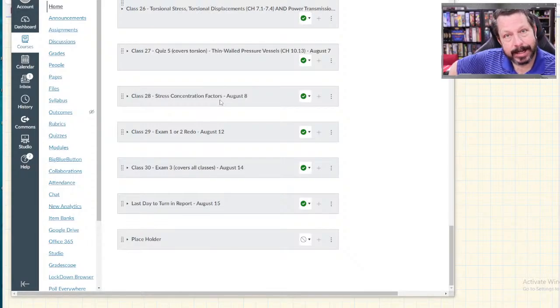Now, it won't be the exact same exam. There might be some overlap between them, but it will not be like a copy of exam 1 with different numbers in it or something. It'll be a different exam 1. It'll cover the same content though.